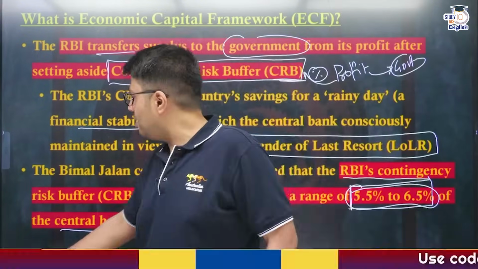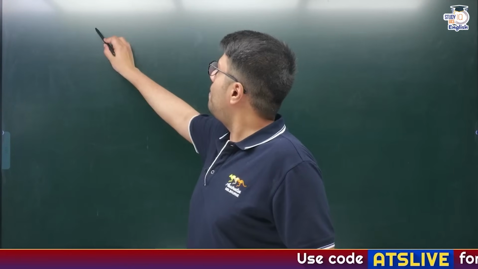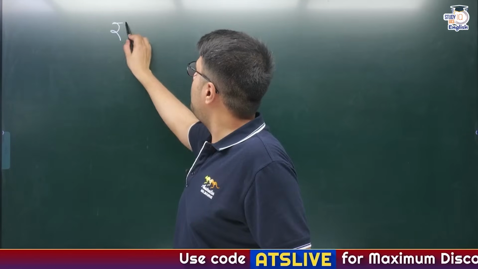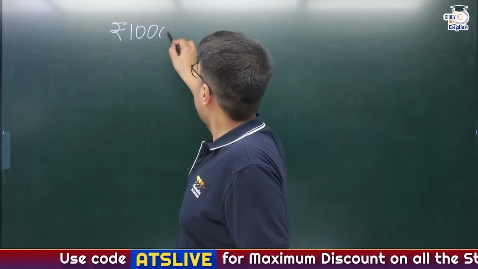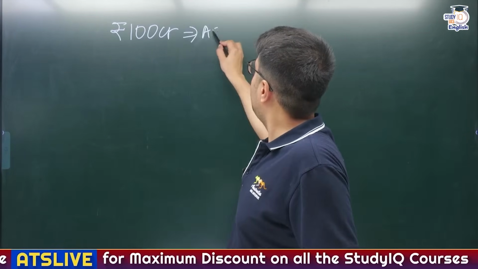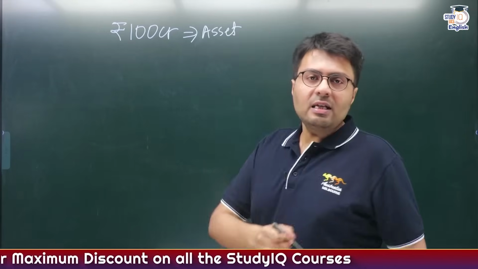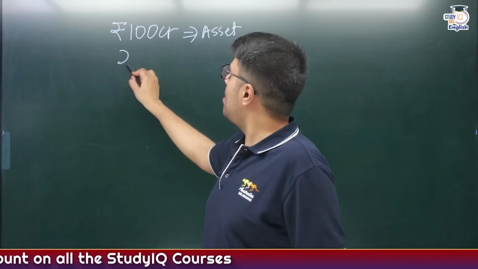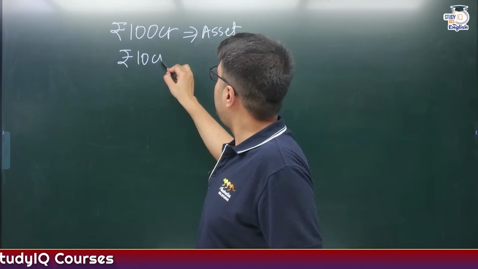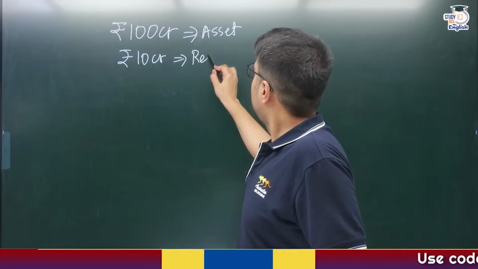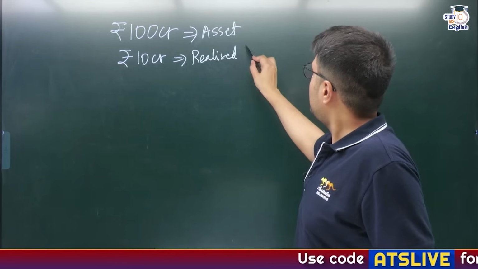Let me give you a very simple example. Suppose in a particular year, RBI had assets of 100 crore rupees. So this is the assets of RBI. Now using this asset, RBI made a realized profit of 10 crore rupees. So this is realized profit.